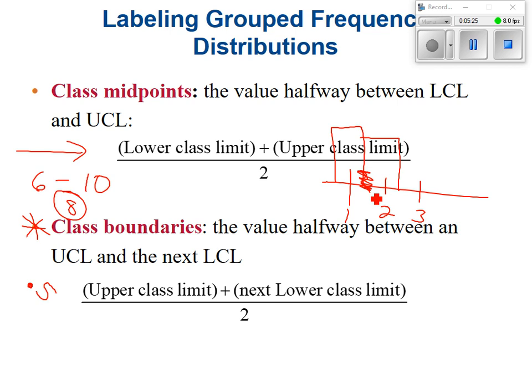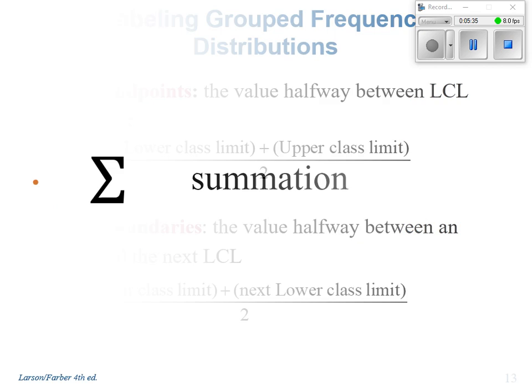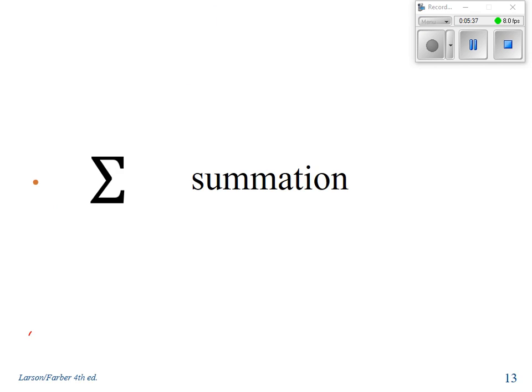So our class boundary for two would be 1.5 all the way to 2.5. So it's just telling you the boundaries of that certain class area. That symbol means summation.